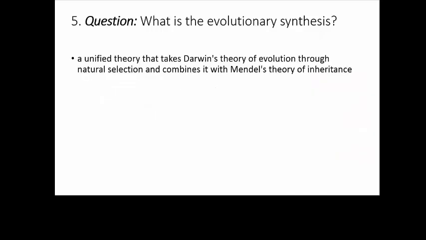Question: what is evolutionary synthesis? Evolutionary synthesis is a unified theory that takes Darwin's theory of evolution through natural selection and combines it with Mendel's theory of inheritance. While Darwin's theory demonstrated the mechanism of evolution in the form of natural selection, it was the foundational concept of Mendel's work that showed how these traits were passed from generation to generation.